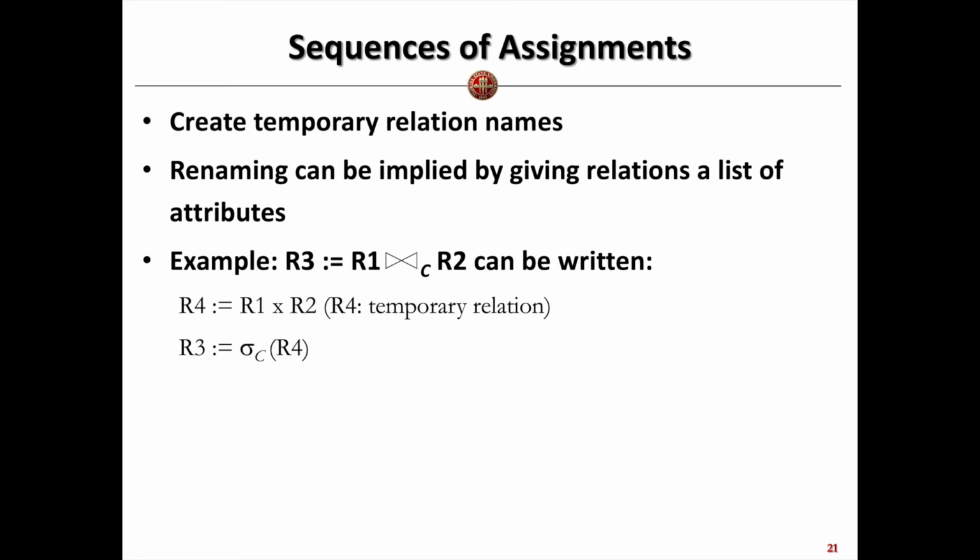We want to calculate the theta join between R1 and R2. According to the definition of theta join, we can define R4 as a temporary relation first. It denotes the product between R1 and R2, right? And then we can further do the select with C as a condition on this R4, the temporary relation, to get R3 as the result. So this is the same expression as the theta join we defined, using a sequence of assignments.